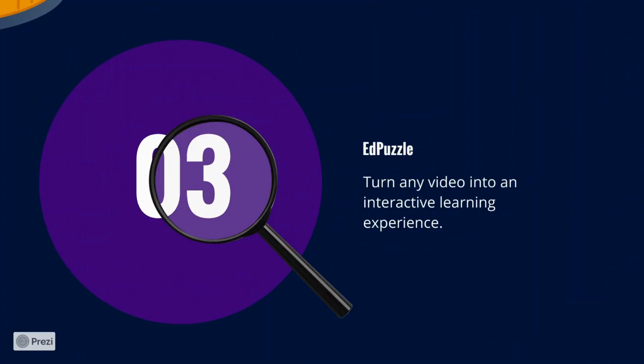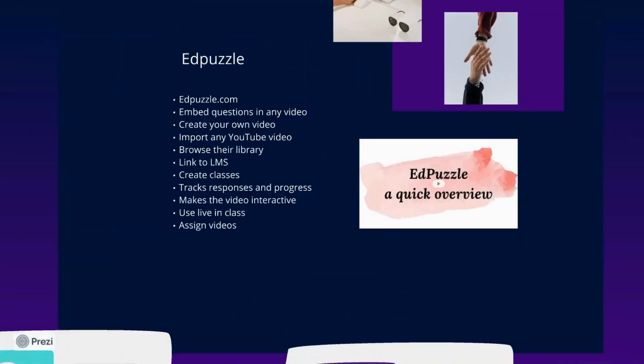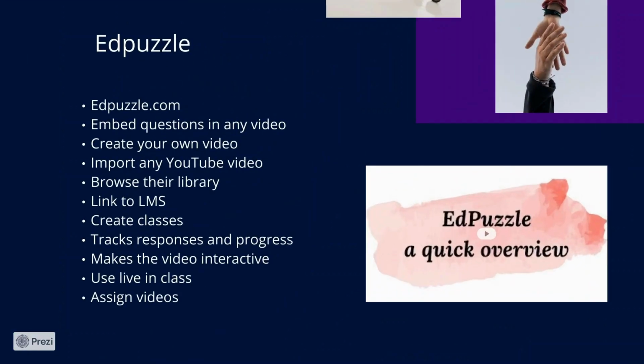Next, we will look at EdPuzzle, where you can turn any video into an interactive learning experience. Visit edpuzzle.com to create engaging interactive videos for any learning situation. You can embed questions in any video, whether a video you created yourself or a YouTube video. You can even select from the site's library of pre-made videos created by other educators.